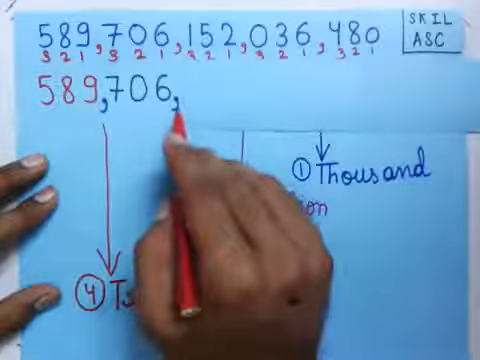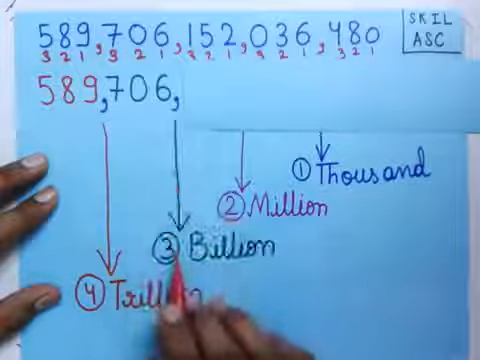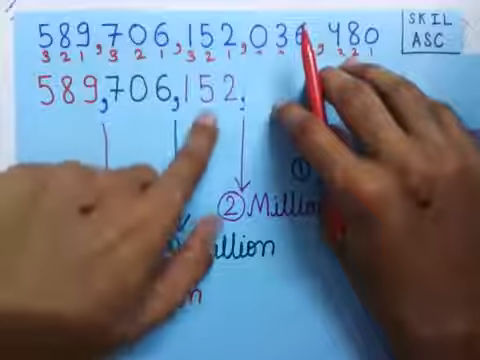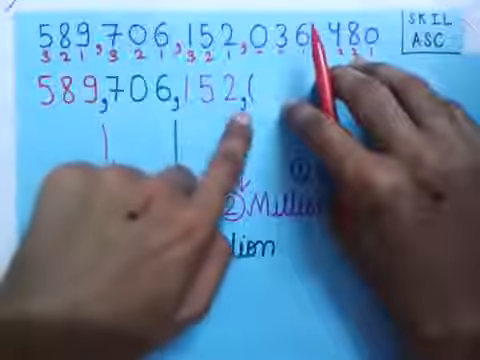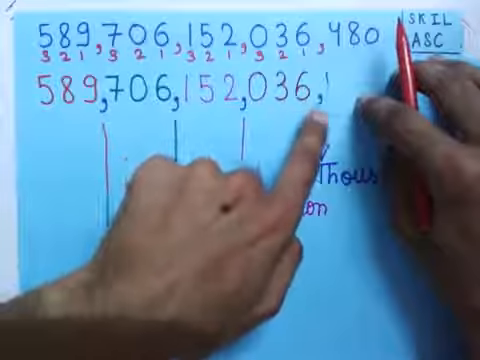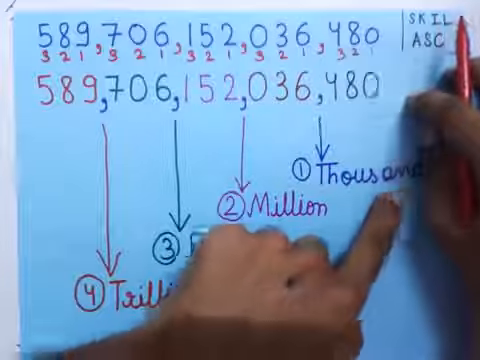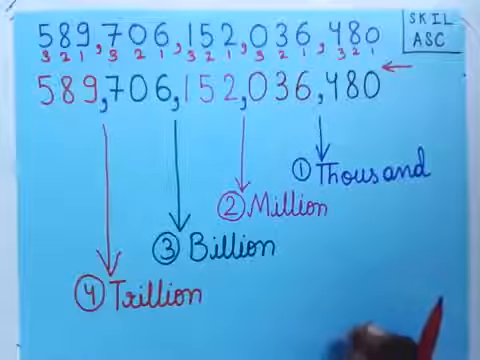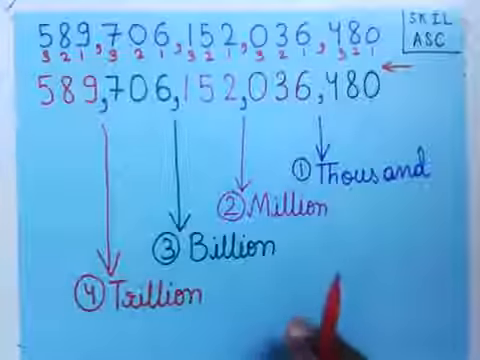Then we go ahead, this is a comma. We read it as billion. Then we go ahead, this is 152. Then million. Then 36. Then comma, thousand. Then 480. So now I hope that you know how to read a number.